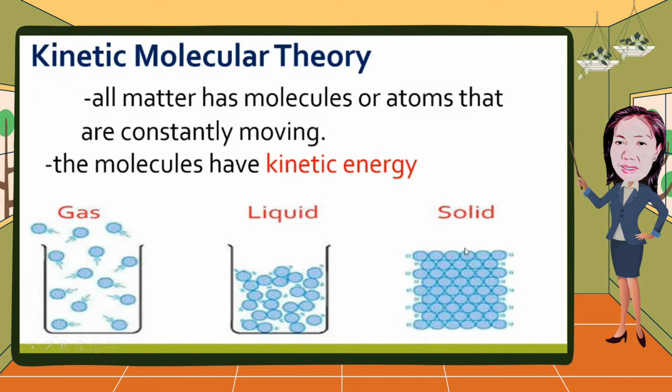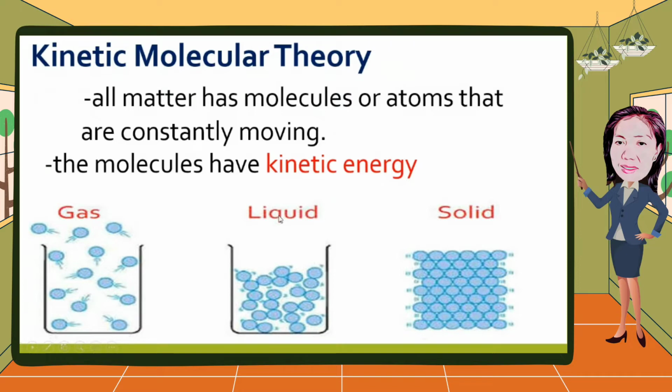So we all know that the particles in a solid are compact, very close to each other. But it doesn't mean that the particles don't move. Still, the particles are moving, even though they are very compact, very close to each other. In what way do they move? In the form of vibrations. So in a solid, the particles just stay in position and vibrate. So still, the particles in a solid are moving.